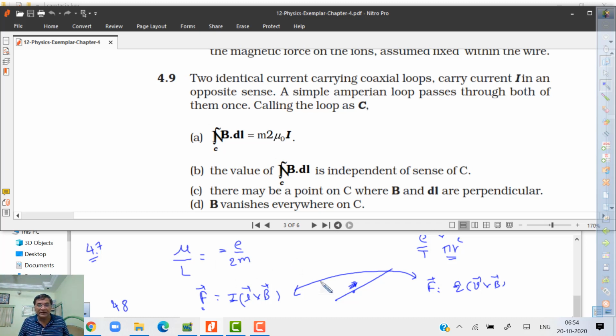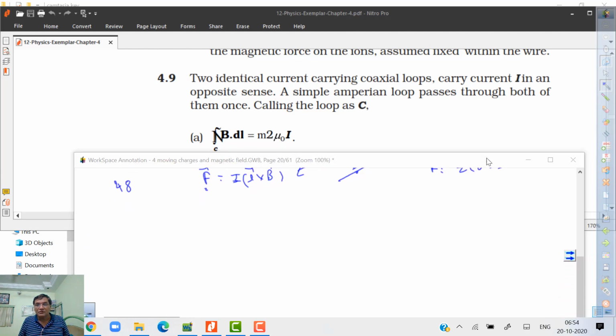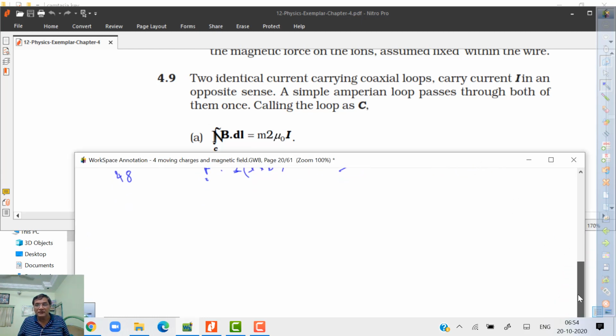So if you find the net magnetic field, okay, net magnetic field. So this is your one wire, this is your another wire.